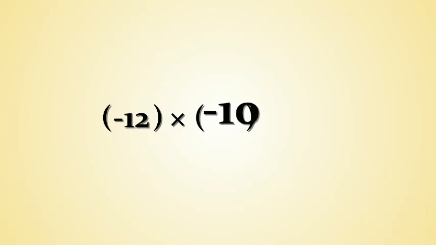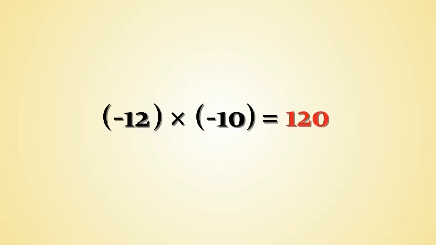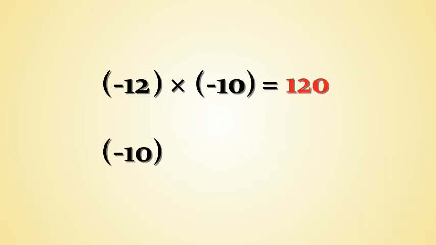Now, observe the following example. Minus 12 multiplied by minus 10 is equal to 120. This is a positive number, as the result of the multiplication of two negative numbers is a positive number. Let's change the order of the numbers that are being multiplied. Minus 10 multiplied by minus 12 again gives a positive product, that is 120.